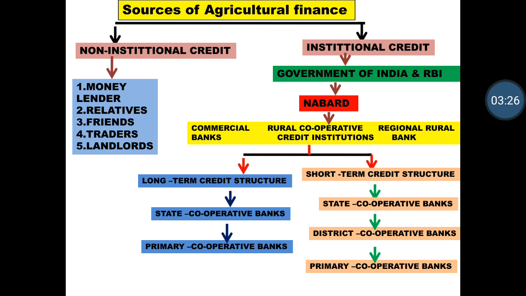The difference between non-institutional and institutional credit is that non-institutional credit is not covered by NABARD, RBI and Government of India, and institutional credit is controlled by Government of India, RBI and NABARD. The full form of NABARD is National Bank for Agriculture and Rural Development. Now we'll do a detailed study about it.